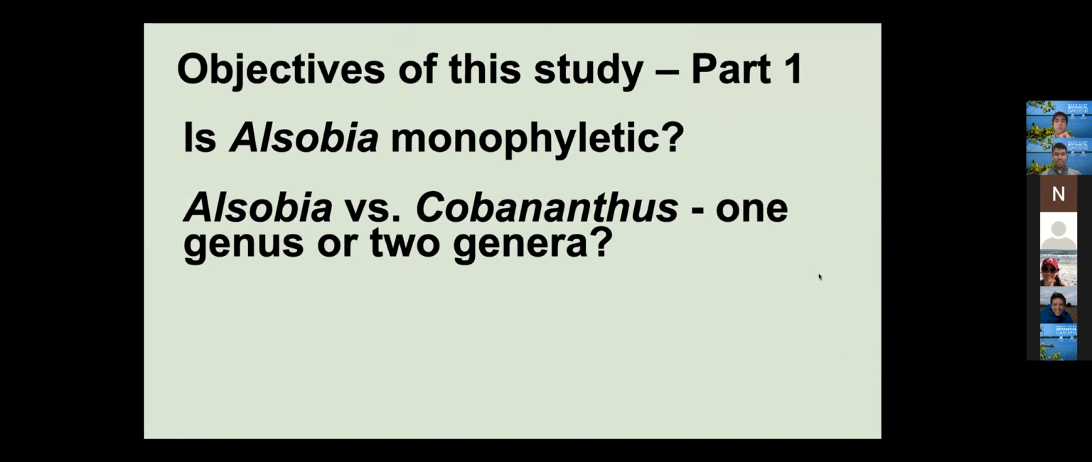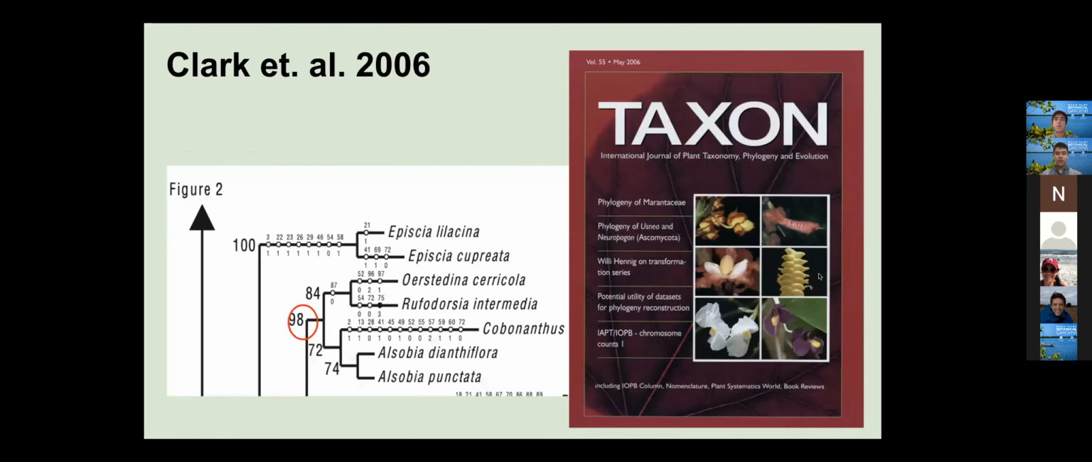The objective of this study is to determine whether or not Alsobia is monophyletic, and to determine the phylogenetic relationship between the Alsobia and Covenanthus genera. Are they one genus or two genera? We know that Alsobia, Rufidorsia, Orsidina, and Covenanthus are strongly supported as a monophyletic group from previous phylogenetic studies.